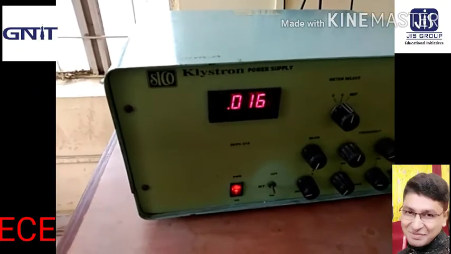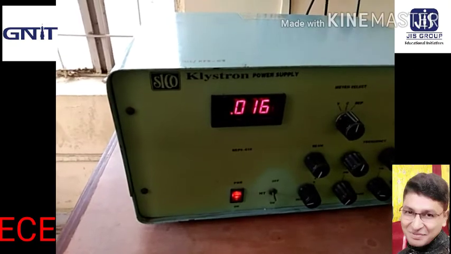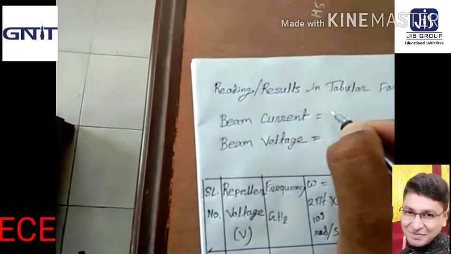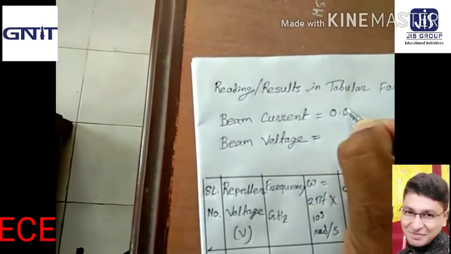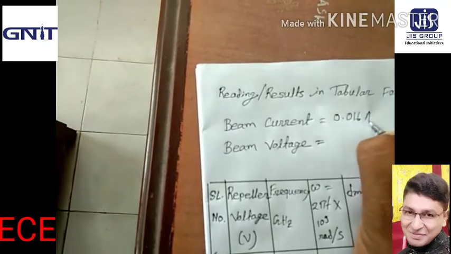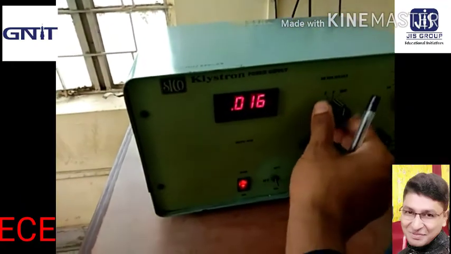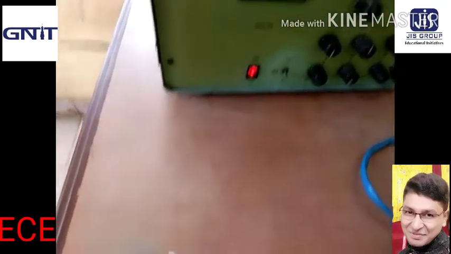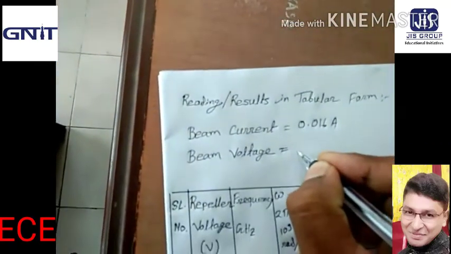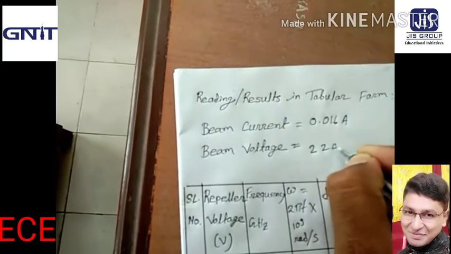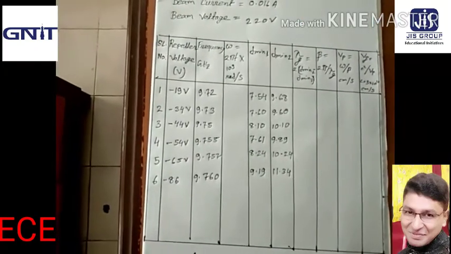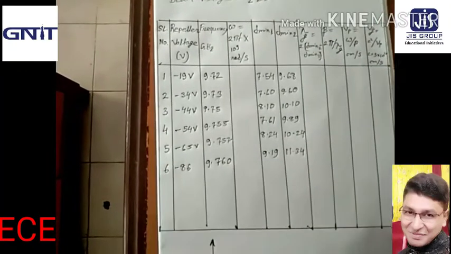And this is our beam current. Now beam current is 0.016 amps, and this is our beam voltage, 220 volt. This is our reading.